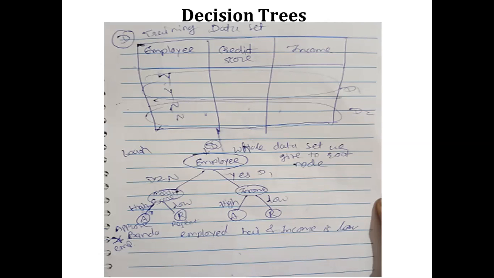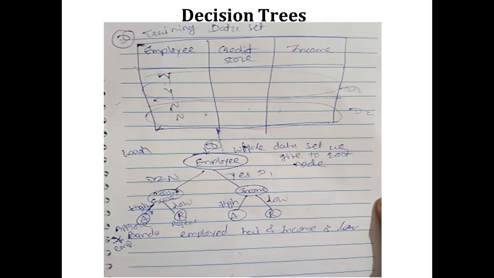This is where it has to be classified. If we consider here, the first attribute is employee. We divide employee into two parts: some are employees and some are not. So it is divided into two parts, yes and no. Yes we consider as the D1 data set, and no we consider as the D2 data set. So for yes we have given income, and for no we have given credit score.